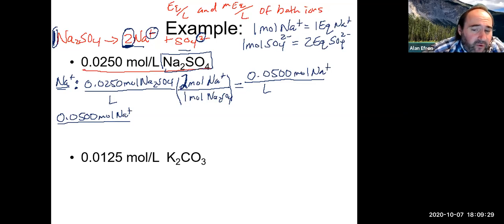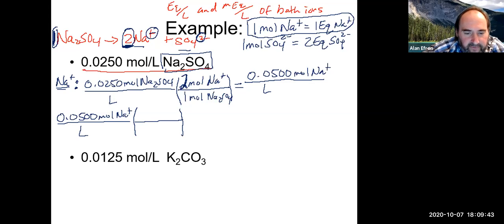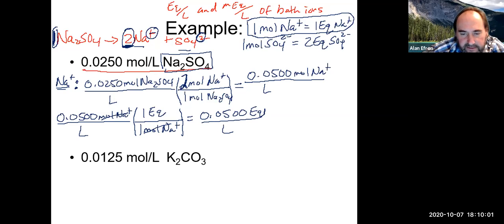Now that I have it in just the sodium part, I can now use my equivalents and my relationship up here to do some conversions. So I'm going to get rid of the moles and try to figure out how many equivalents there are. We know that for every 1 mole of sodium ions, I get 1 equivalent. The moles will cancel, and that's going to give me 0.05 equivalents per liter of sodium ions. And this would be the equivalents per liter of sodium ions that are floating around in that solution.